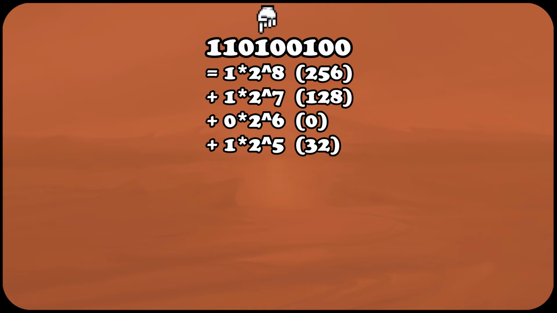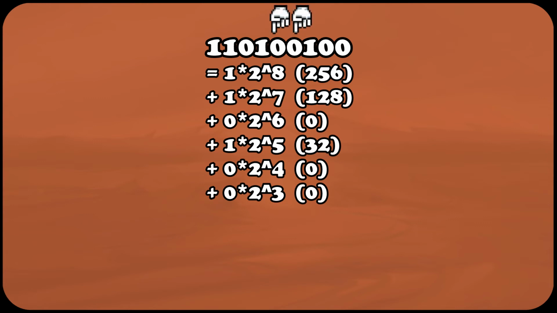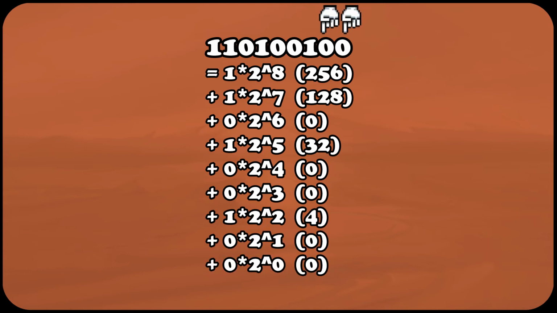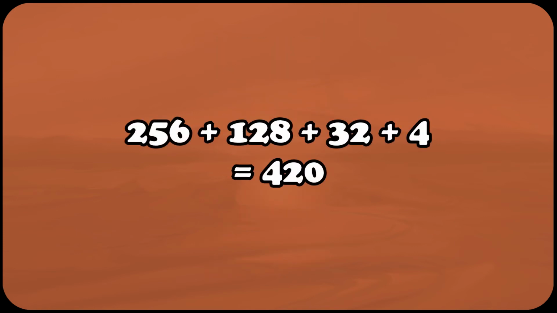The fifth and sixth bit are 0, so we have 0 times 2 to the 4, and 0 times 2 to the 3, both of which are 0. The seventh bit is 1, so we have 1 times 2 squared, or 4. And lastly are 2 more 0 bits, so we have 0 times 2 to the 1, and 0 times 2 to the 0. Adding this all together, we can see how to represent 420 using a base 2 system.